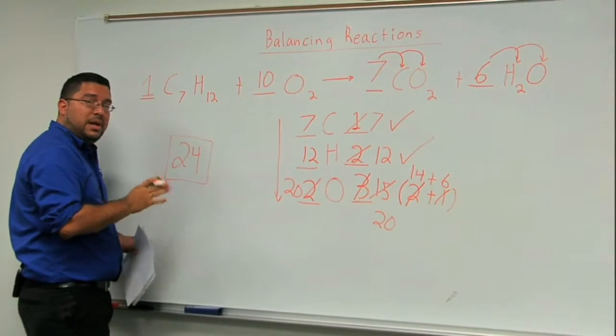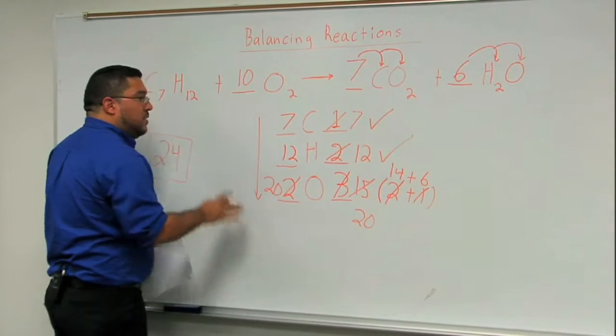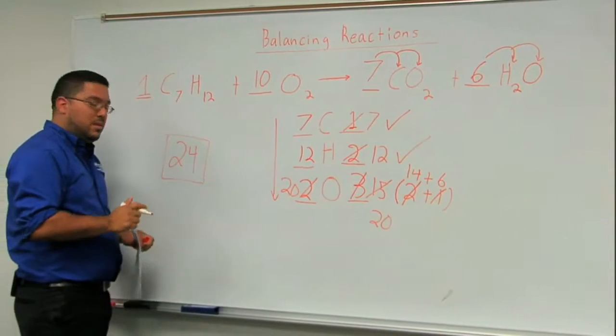So this is how you should approach balancing equations. The last 2 elements you always want to do are hydrogen and oxygen. If you follow this method, it's a pretty good method.